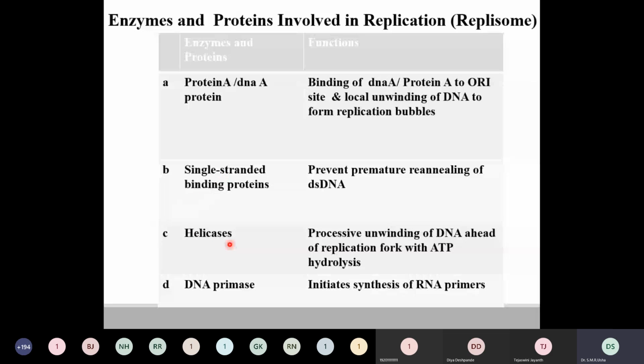Helicases. Helicases will unwind the helical structure. Of course, this requires energy. So, they unwind the DNA ahead of the replication fork. Again, replication fork is a new terminology; I will explain it later. Then DNA primase. The word itself tells you that it is going to synthesize the RNA primer, which is a short segment of RNA with a free 3-hydroxyl end. We have another three requirements.